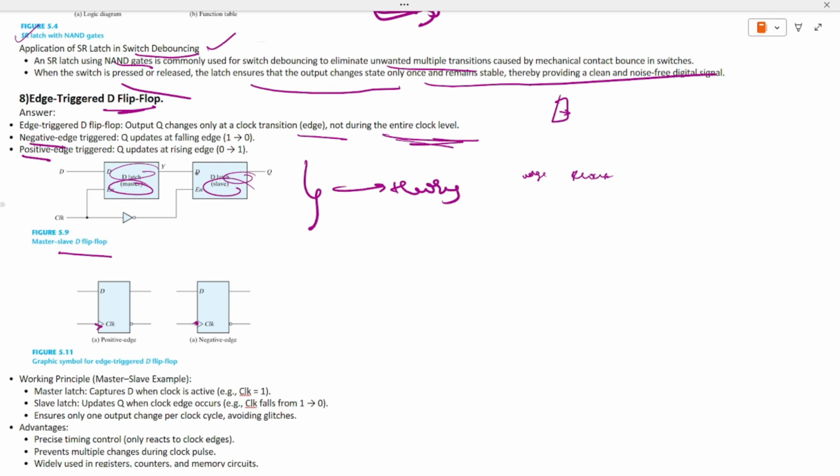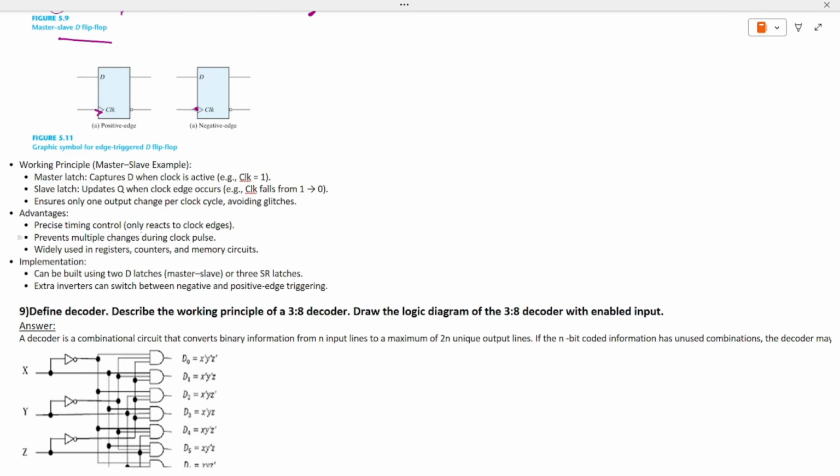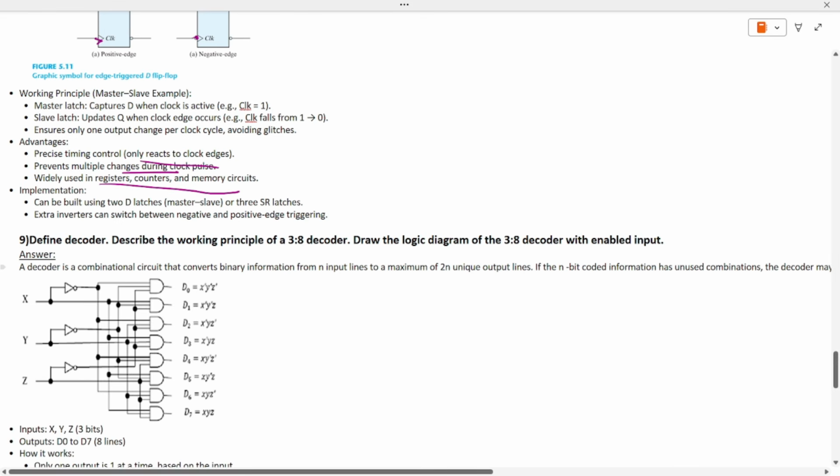You will add a D latch, and there will be two inputs, that is D and clock, and you will be adding one NAND gate and giving input, and you will get Q as the output. Here Y will be the output for the master, and for the slave it will be Q. I hope you got this. You can see all these working principles. What are the advantages? It only reacts to clock edges. It prevents multiple changes. It is used in registers, counters, and memory circuits and all.